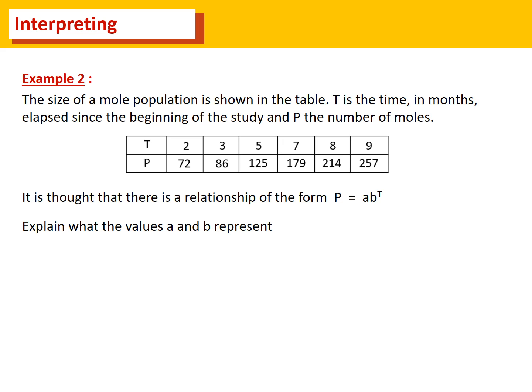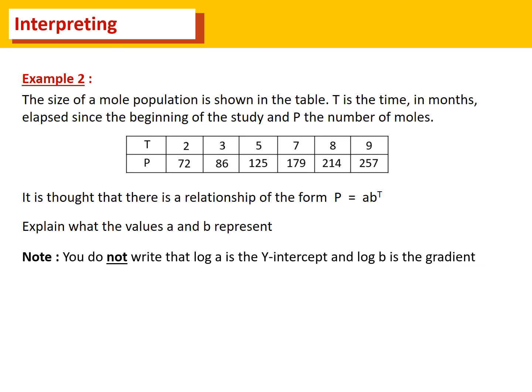Now, interpreting. Often you get asked to interpret the values of A and B, or whatever the constants are. Now, what you don't do is write that log A is the y-intercept and log B is the gradient. That's not what it's asking. It's asking you to interpret what A and B are in the context of the question. So our question is about months and moles. So it should have something to do specifically with the question.